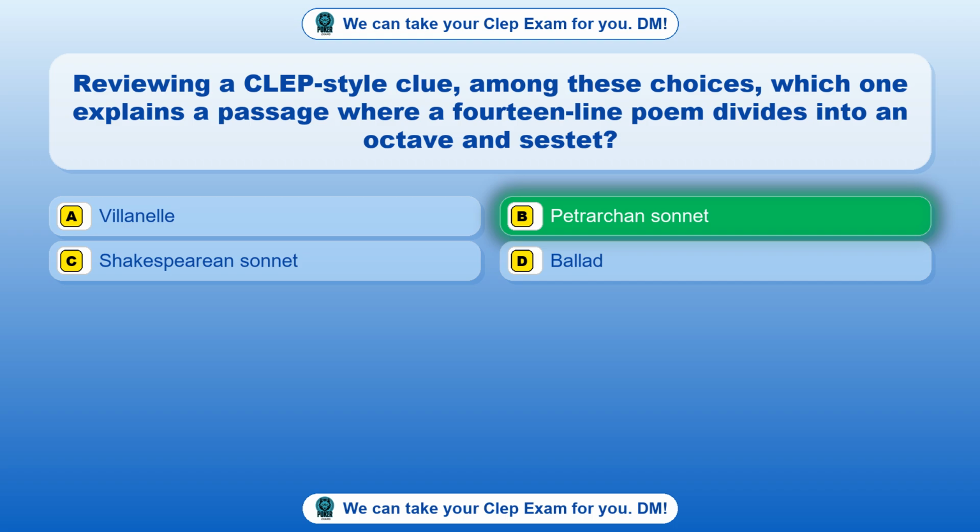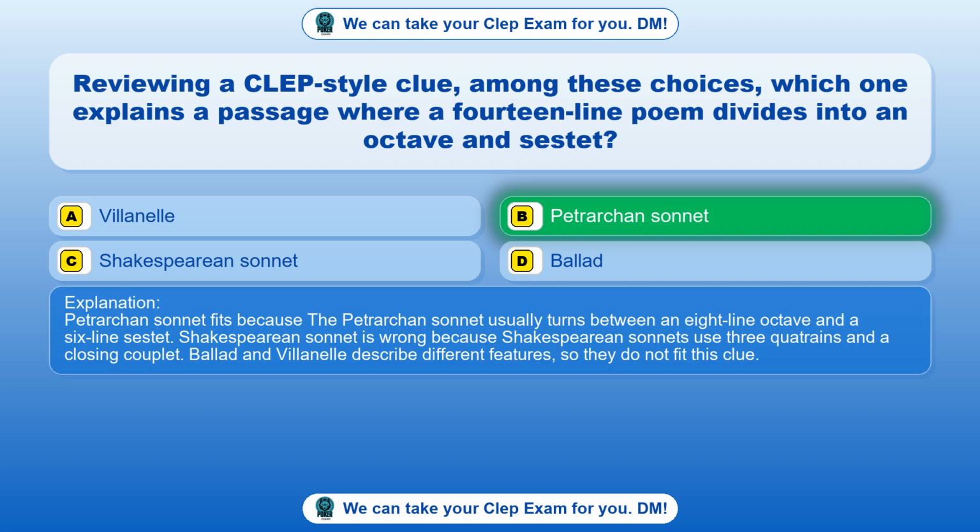Petrarchan sonnet. Petrarchan sonnet fits because the Petrarchan sonnet usually turns between an 8-line octave and a 6-line sestet. Shakespearean sonnet is wrong because Shakespearean sonnets use 3 quatrains and a closing couplet. Ballad and villanelle describe different features, so they do not fit this clue.